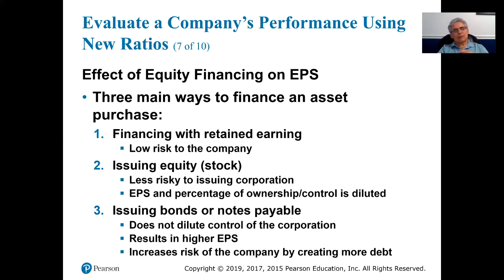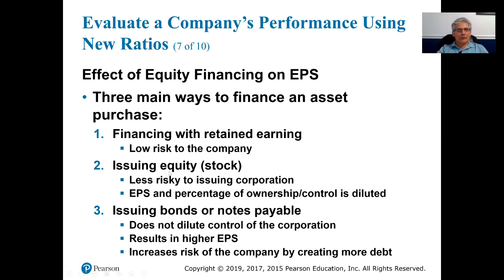Now, what finance people often look at is how equity financing affects earnings per share. There are 3 main ways to finance an asset purchase. The first way we can finance is with retained earnings. It means we're just going to be using what we have in cash, buy it, no borrowing. We're simply going to use what we got and make the payment.